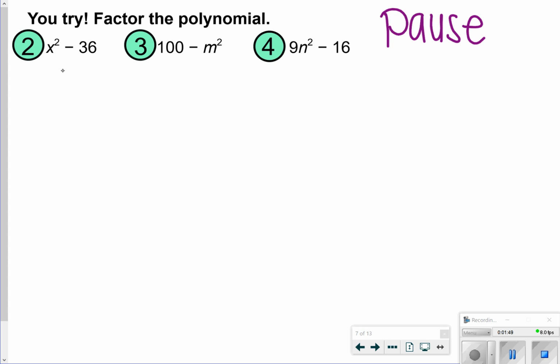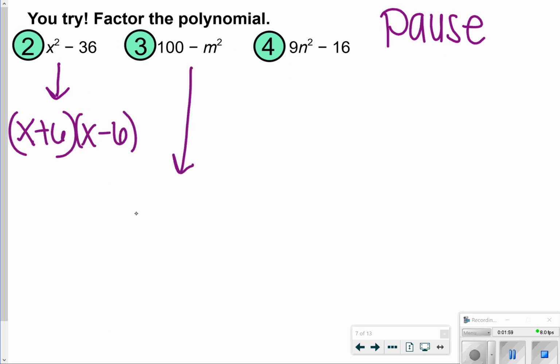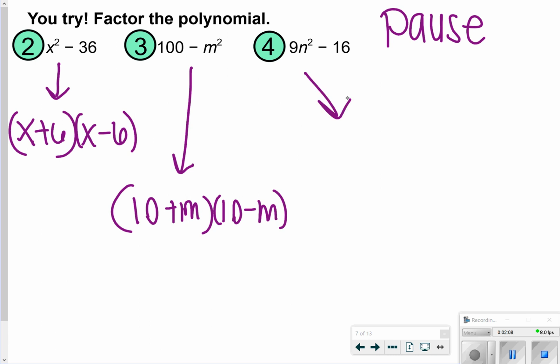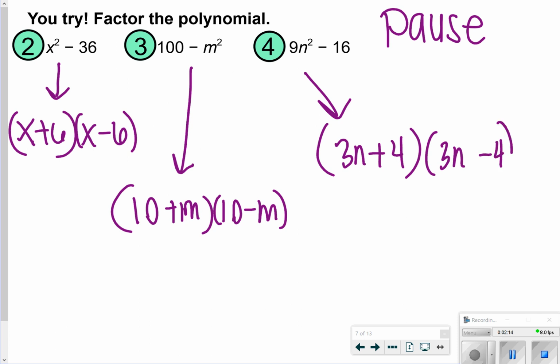Alright, so these should be pretty easy by now that you've seen and kind of gotten the hang of it. Number 2 was x plus 6 times x minus 6. Number 3, you just flipped them around. It'd be 10 plus m times 10 minus m. And then number 4 would be 3n plus 4 times 3n minus 4.